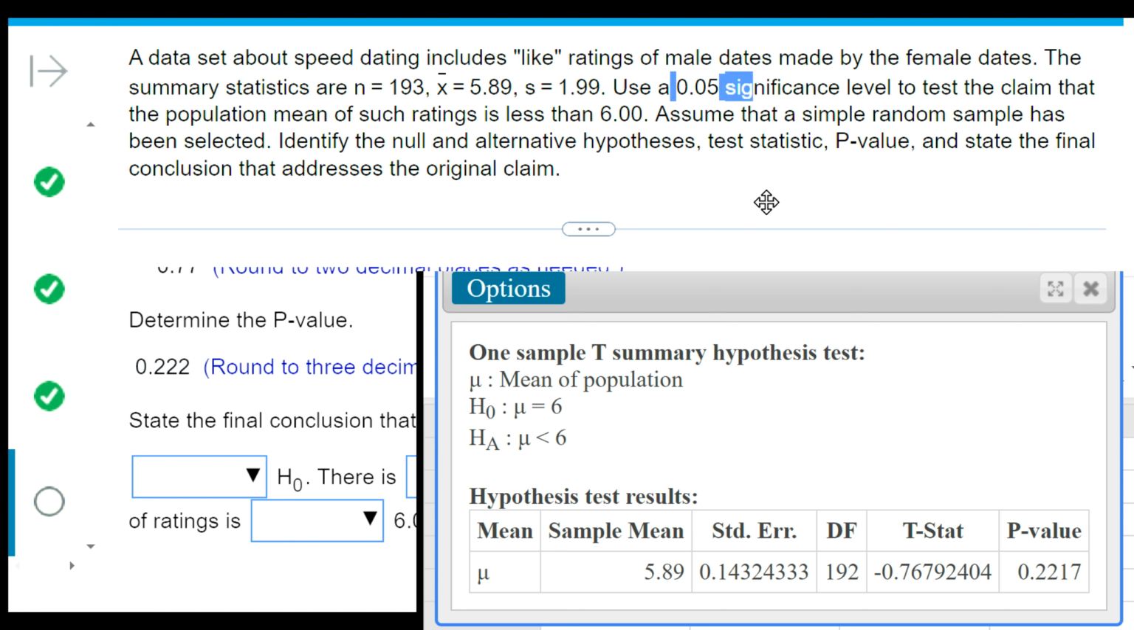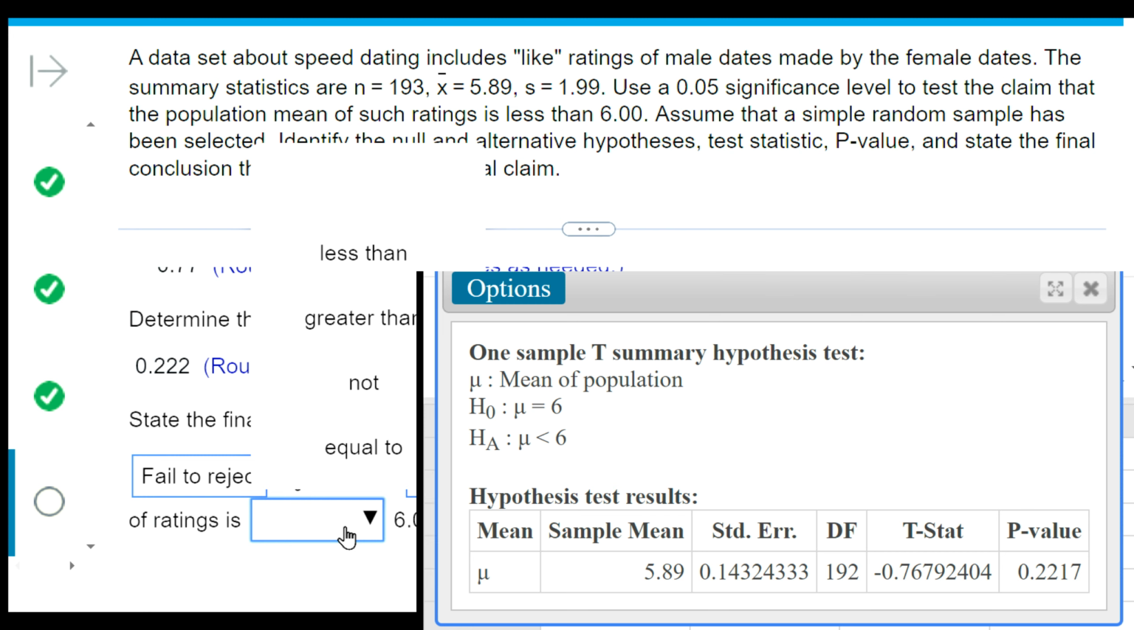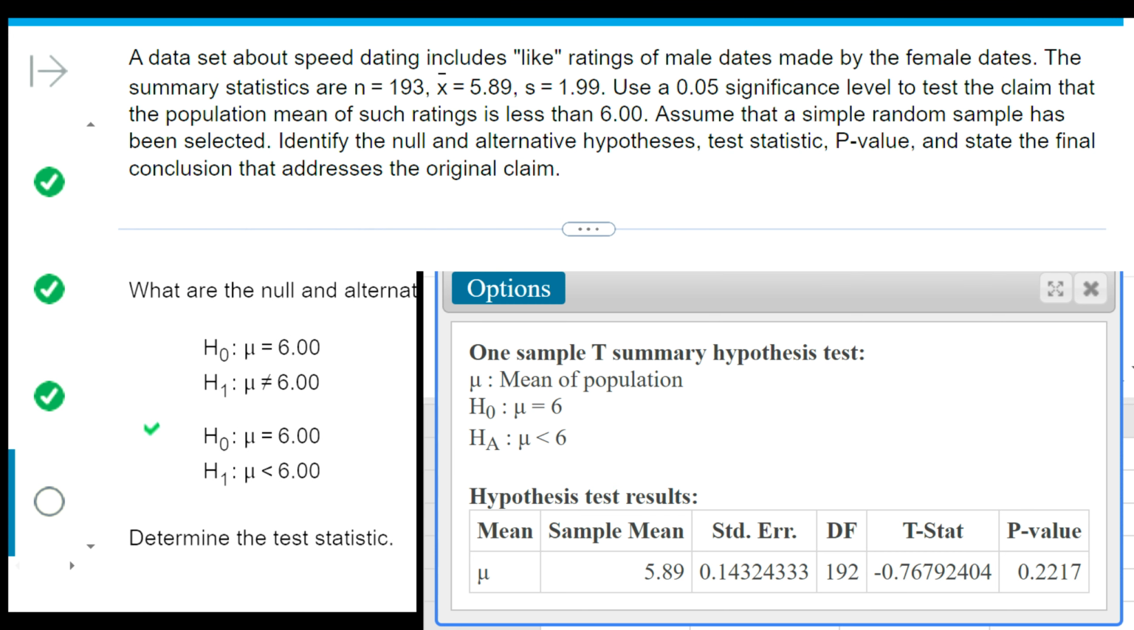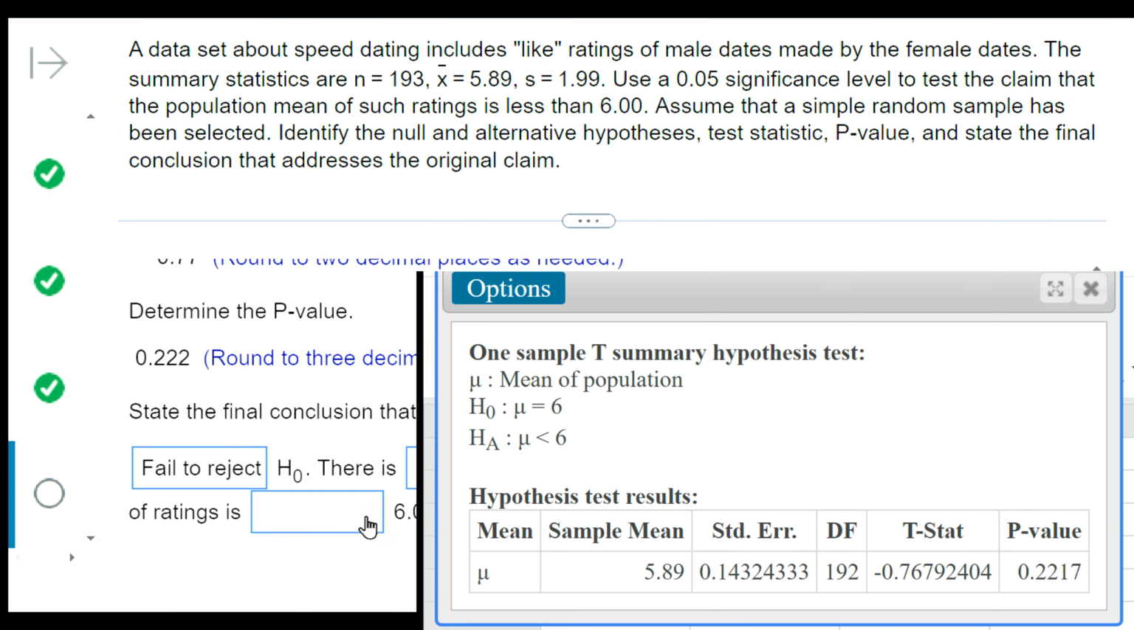I mean, 22%. 22% chance of being wrong if I reject it. That's way higher than alpha. I'm going to fail to reject. This is too much risk for me to be rejecting. 22% chance I'd be wrong. So I shall fail to reject. There is not sufficient evidence to reject. So there is not sufficient evidence to conclude that the mean of the population ratings is less than 6.